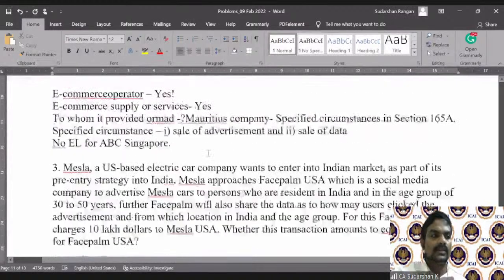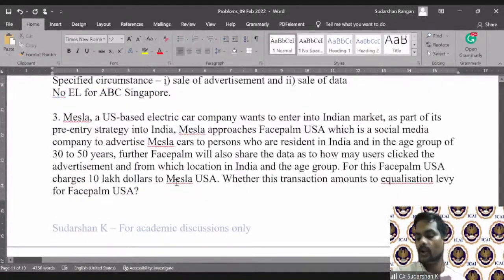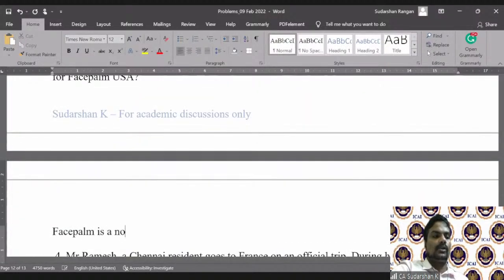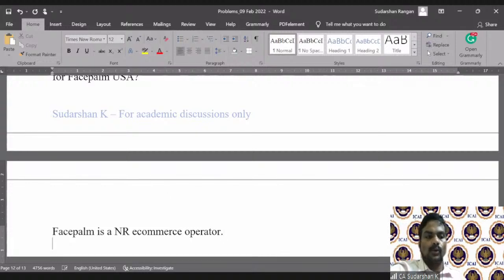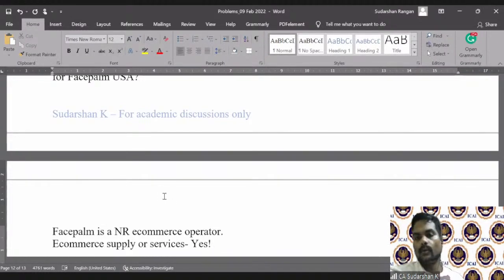Same, whether it is an e-commerce operator: Facepalm, yes, it operates and manages a website, and it's a non-resident, so it is an NR e-commerce operator. Now, whether it is providing e-commerce supply of services? Yes, we can say provision of services. So again, I just want to show how exhaustive e-commerce supply of services can be. Yes, it's a clear case of provision of services.